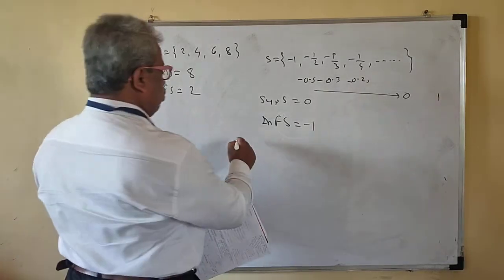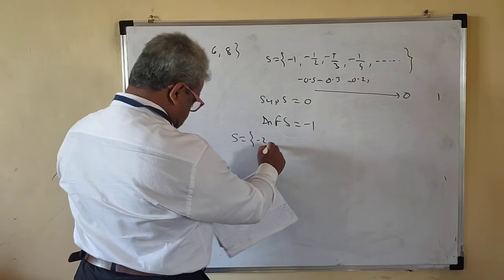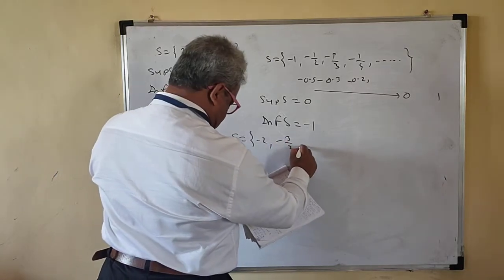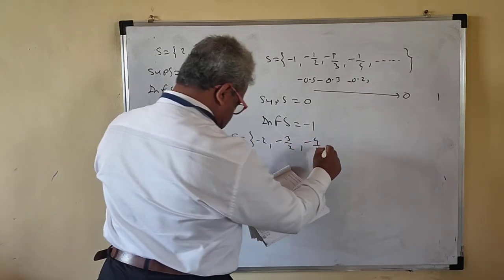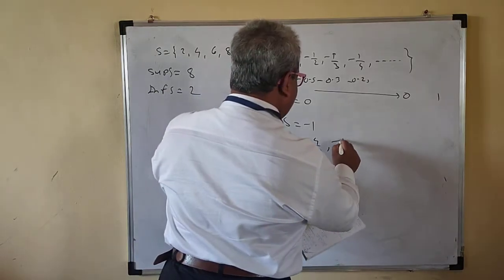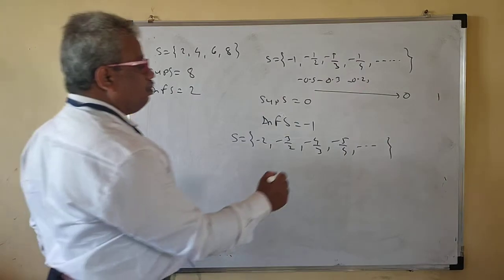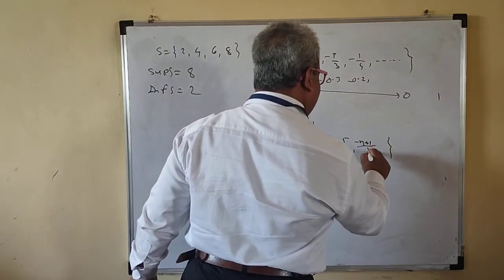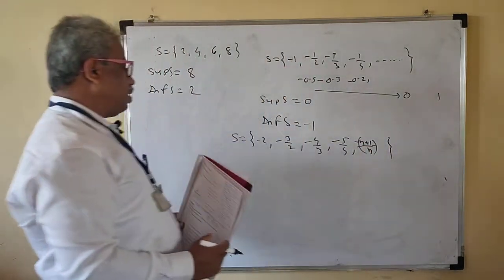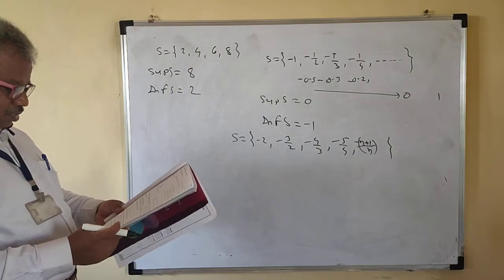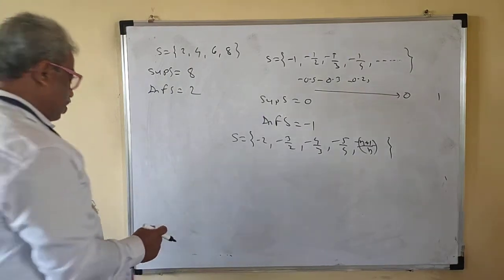Okay. So now your set is S: minus 2, minus 3 by 2, minus 4 by 3, minus 5 by 4, dot dot dot, minus (n plus 1) upon n. We did this problem, I think. Yes, we did this problem.